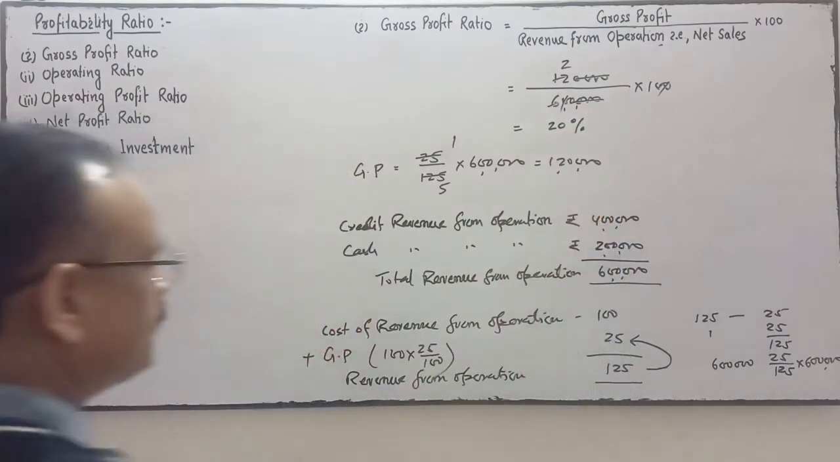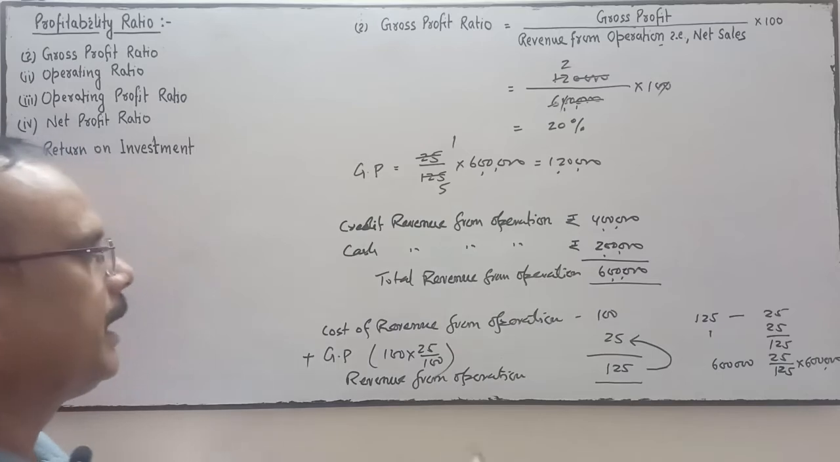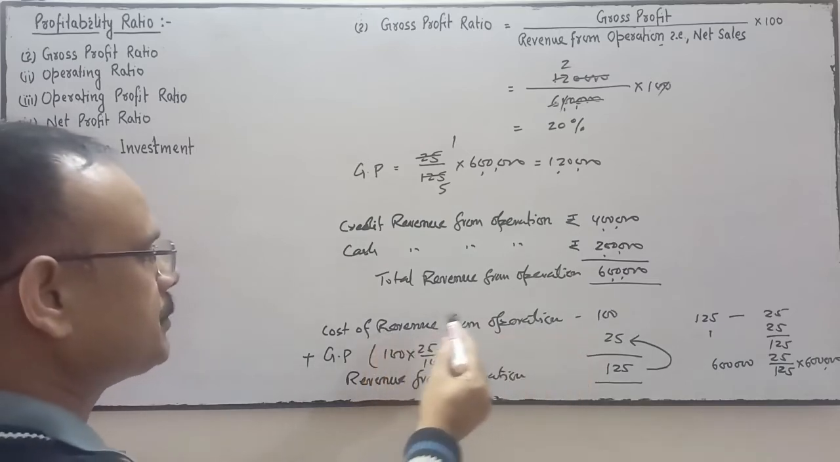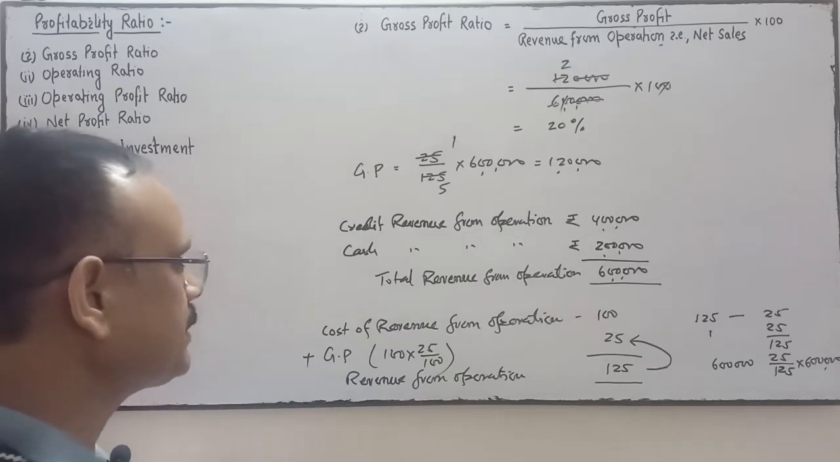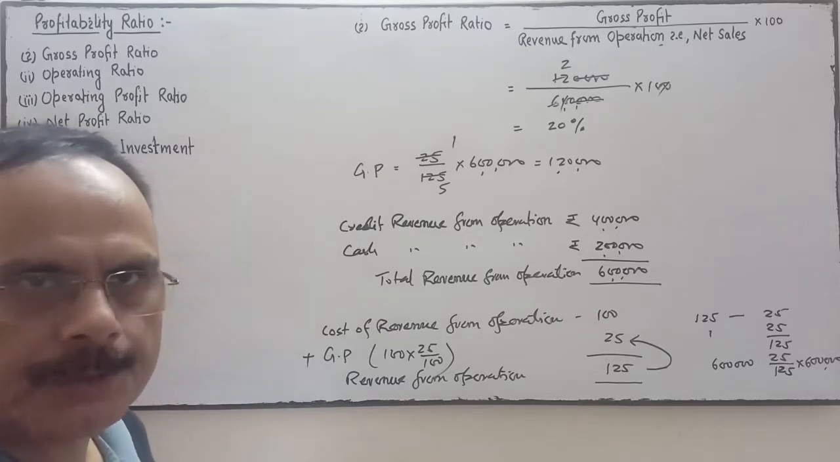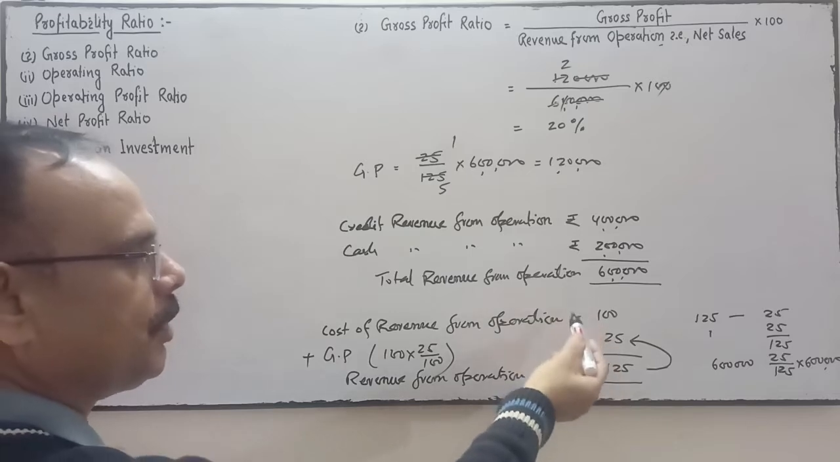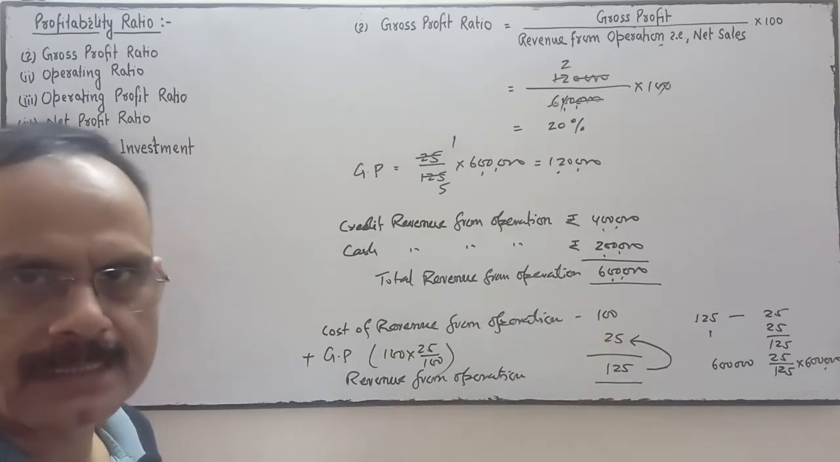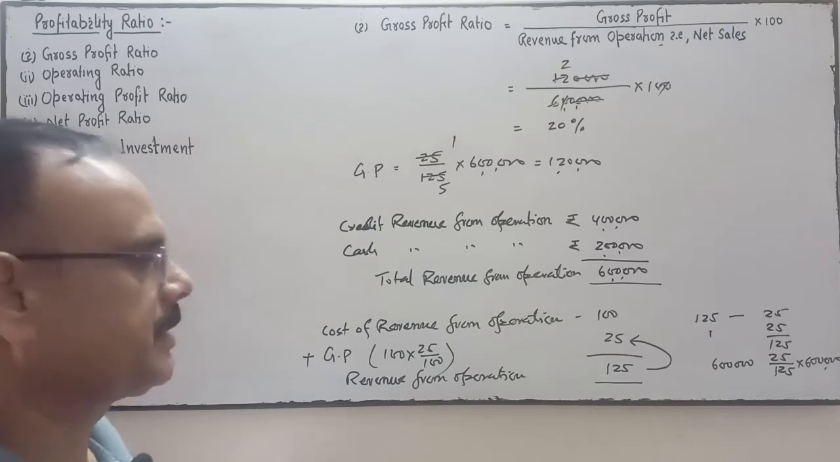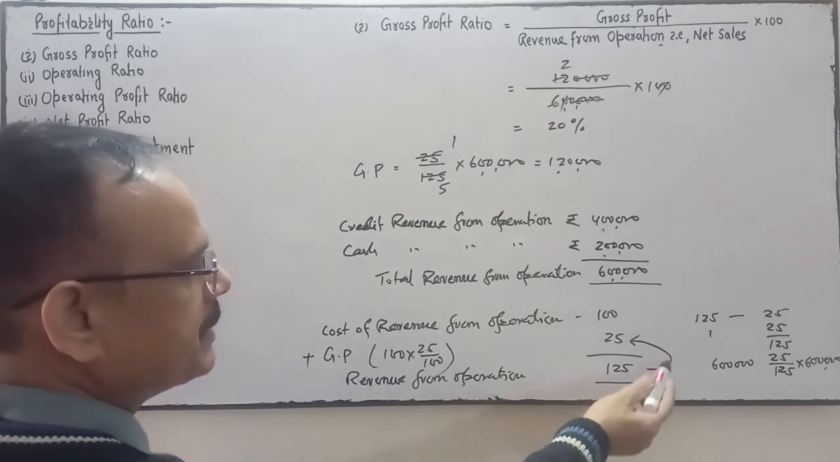So somewhere we will assume as 100. Here we will assume the cost of revenue from operation, suppose it is 100, then GP is 25% of cost of revenue. So GP is 25. So cost plus GP indicates your sales, your revenue from operation. So when it is 125, then GP is how much?